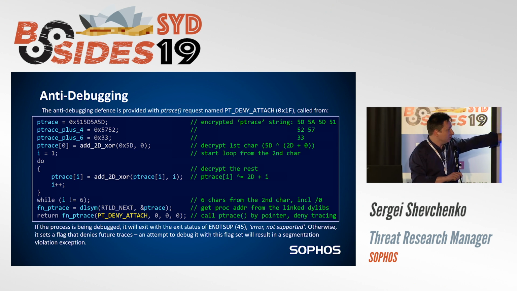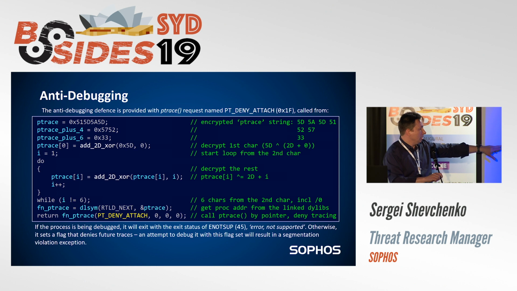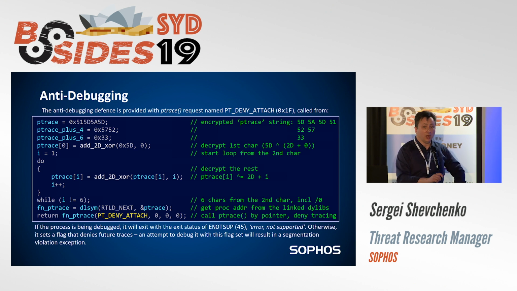So ptrace gets 4 bytes. Following that, plus 4, another 2 bytes, plus 6, another 1 byte. So it's calling add to the XOR. So it decrypts the first character of that encrypted string and assigns it to the first byte of that variable that keeps the decrypted string.